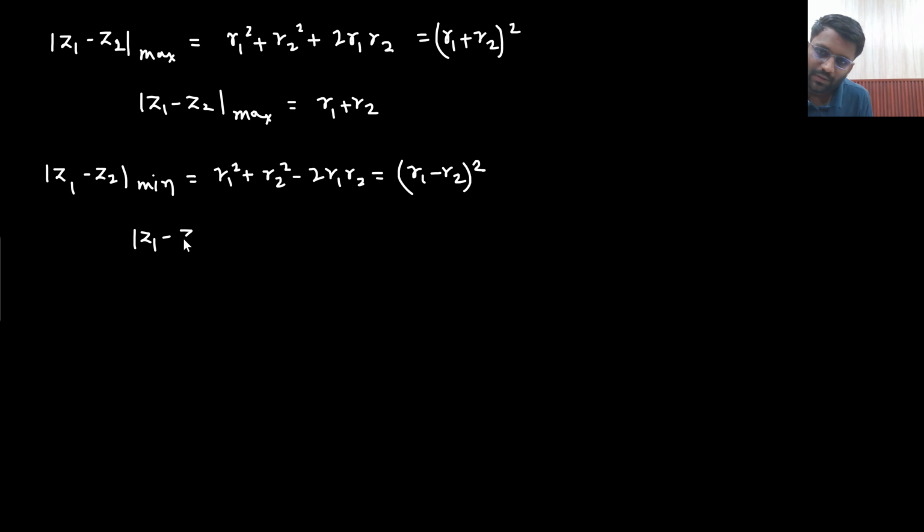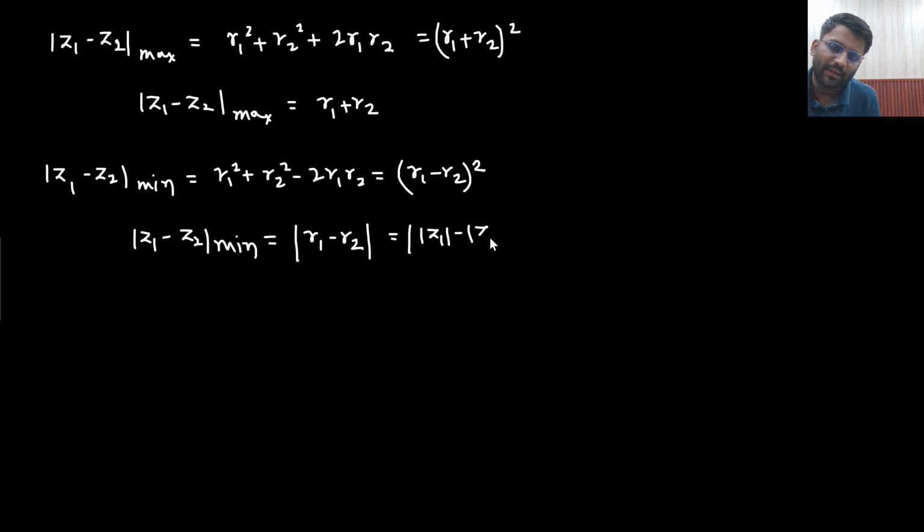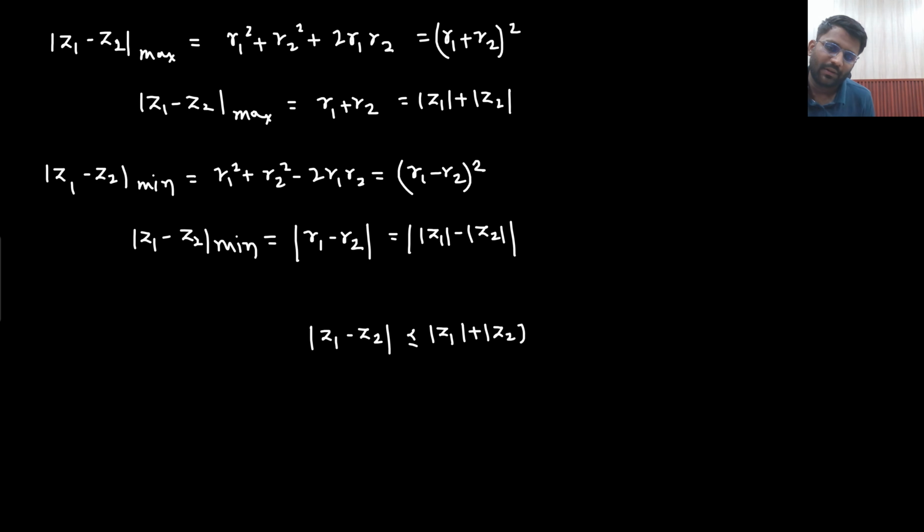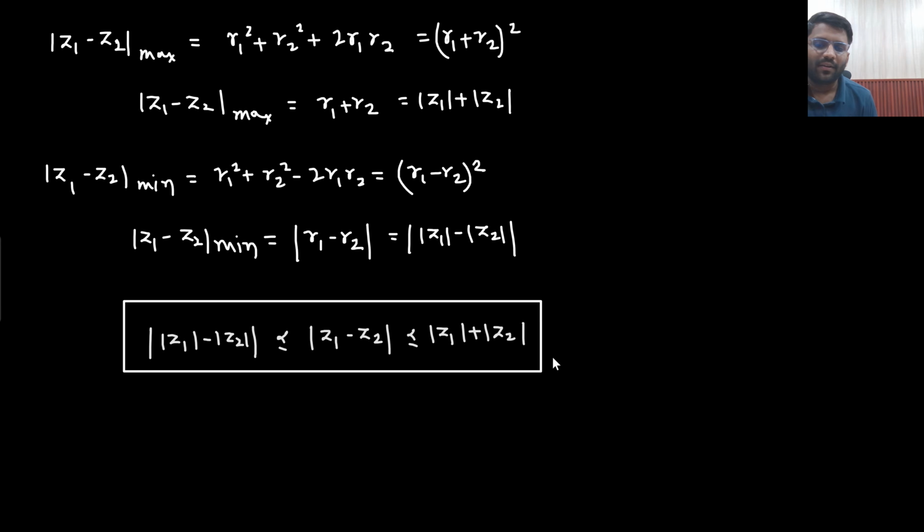So the minimum of this will be R1 minus R2, but you need to take the magnitude. So that would be equivalent to magnitude of Z1 minus magnitude of Z2. The maximum is magnitude of Z1 plus magnitude of Z2. So magnitude of Z1 minus Z2 would be less than or equal to magnitude of Z1 plus Z2 and greater than or equal to magnitude of Z1 minus magnitude of Z2. So irrespective of the sign, minimum and maximum values are same.